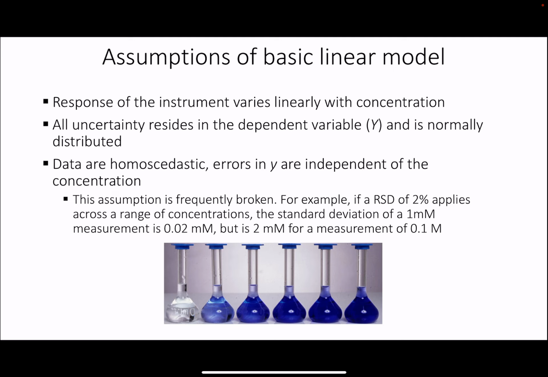So if you have a relative standard deviation of 2% across a range of concentrations, for the low concentration standards, that's not a big deal. The standard deviation of a 1 millimolar measurement will be 0.02 millimolar. But if you have a measurement of a 0.1 molar standard, it's 2 millimolar, right? So it's much higher for higher concentration standards. The problem with these assumptions is that when you plug things into programs like Excel and R, they assume that all of these assumptions are valid and that they're true.